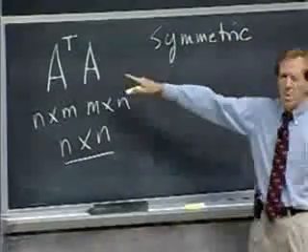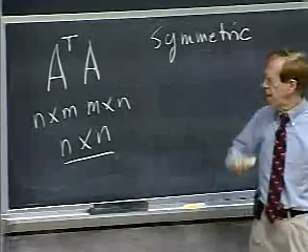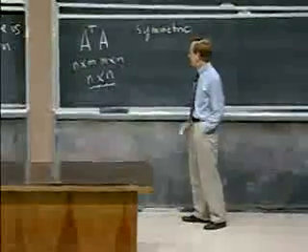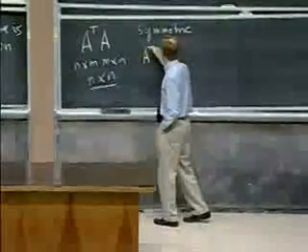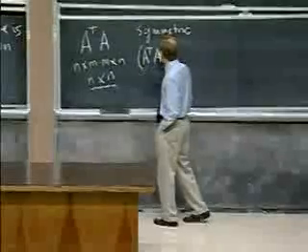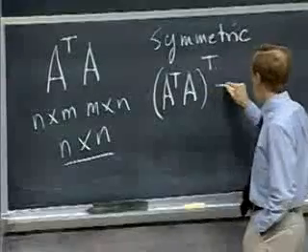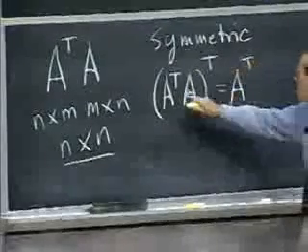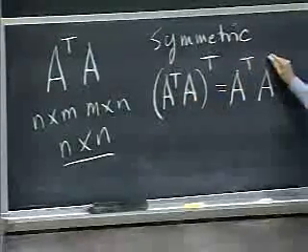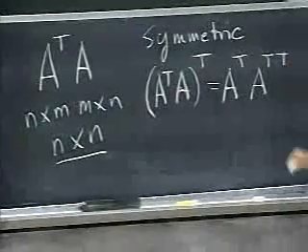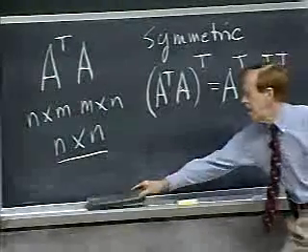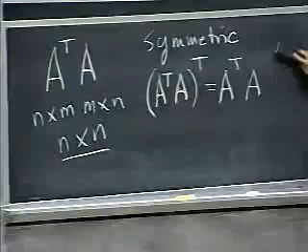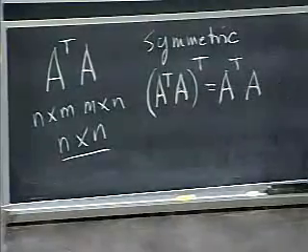Good. It's symmetric, because you remember how to do that. If we transpose that matrix, A transpose A, if I transpose it, then that comes first, transposed. This comes second, transposed. And then transposing twice brings it back to the same, so it's symmetric.